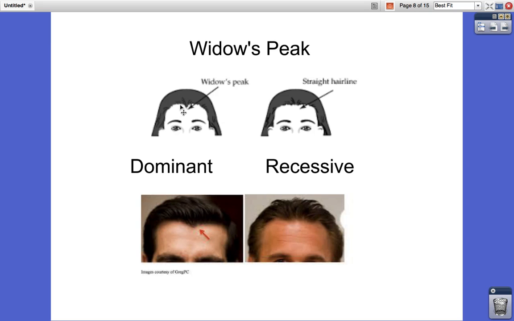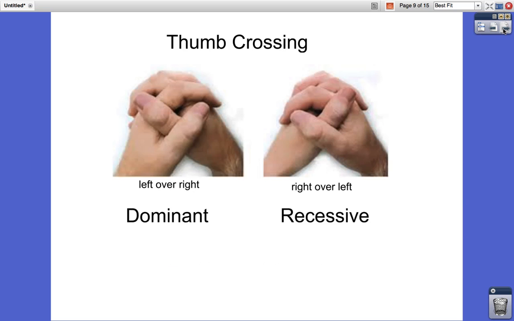Widow's peak is a little projection from your hairline that comes down. Kind of like a little point. Some of us have it, some of us don't. You may need to look in the mirror or have someone else help you decide what you are.